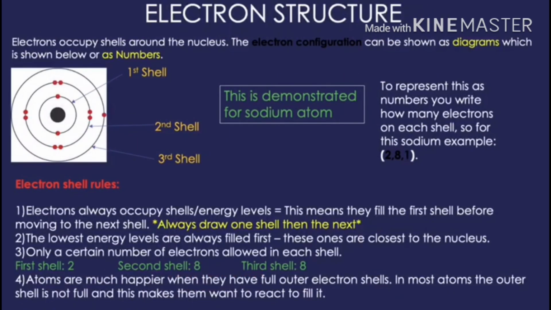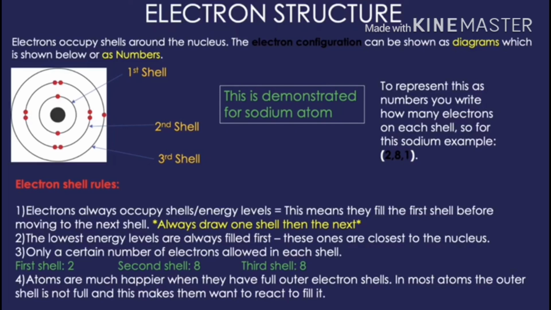So this slide looks into the electron structure. Electrons occupy shells around the nucleus. The electron structure, also known as the electron configuration, can be shown as a diagram, as shown below, or as numbers. Looking at the diagram, this is the electron structure for a sodium atom. You have the nucleus in the middle, and then the first shell, which is the inner shell close to the nucleus. Following that, you have the second shell and then the third shell.